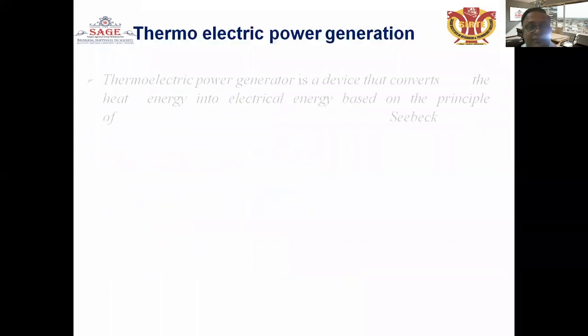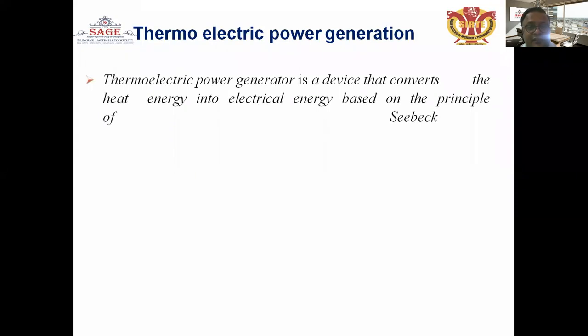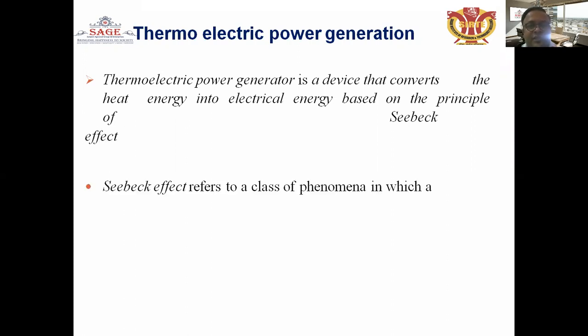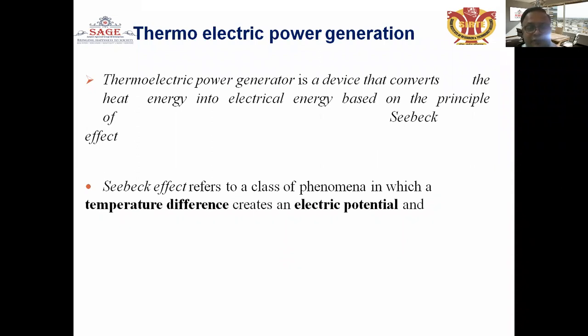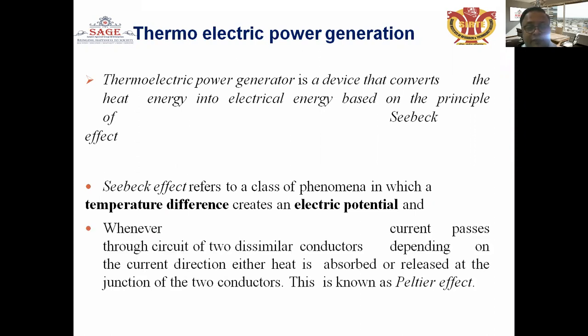Thermoelectric power generation. A thermoelectric power generator is a device that converts heat energy into electrical energy based on the Seebeck effect. Already we have studied in school time the meaning of the Seebeck effect. The Seebeck effect refers to a class of phenomena in which a temperature difference creates an electrical potential, and whenever current passes through the circuit of two dissimilar conductors, depending on the current direction, either heat is absorbed or released at the junction of the two conductors. This is also known as the Peltier effect.